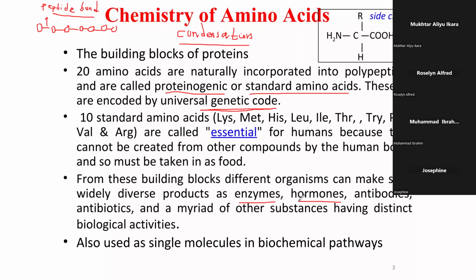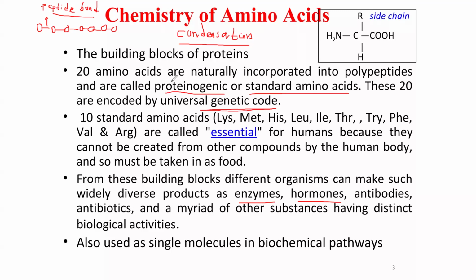Although we have different types of hormones: peptide hormones, protein hormones, and steroid hormones. Peptide hormones and protein hormones are the hormones that are actually synthesized from amino acids. So we should understand that these amino acids are very, very important, and if you don't have them in the body, it means that there will be a problem.